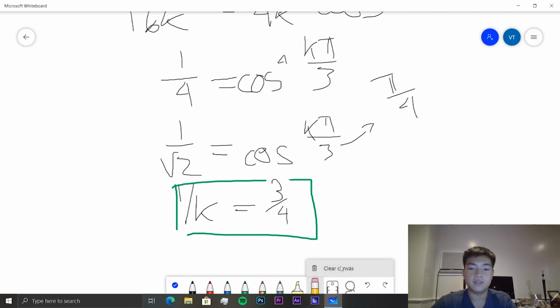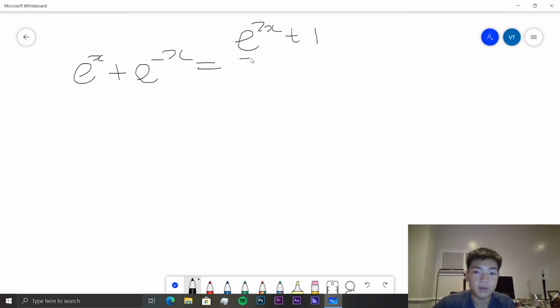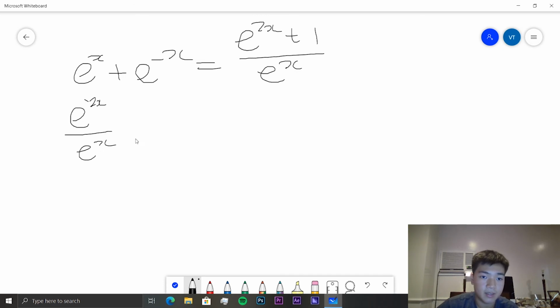Okay, and then on to the last question. The last question is, show that e to the x plus e to the minus x is equal to e to the 2x plus 1 over e to the x, and use an appropriate substitution. We can prove this is true, because this is equal to e to the 2x over e to the x plus 1 over e to the x. And so if we add them together, we get that.